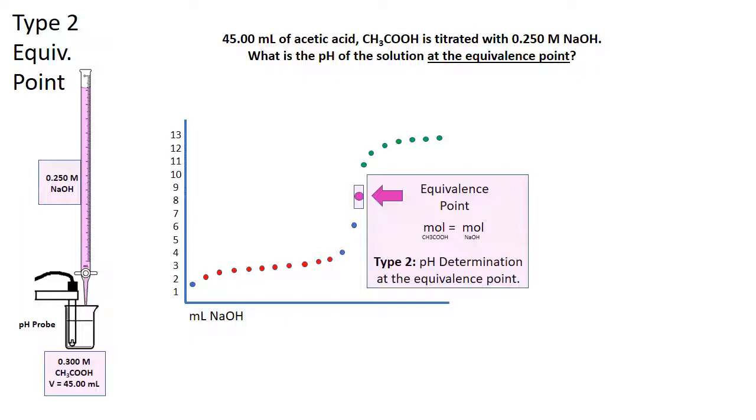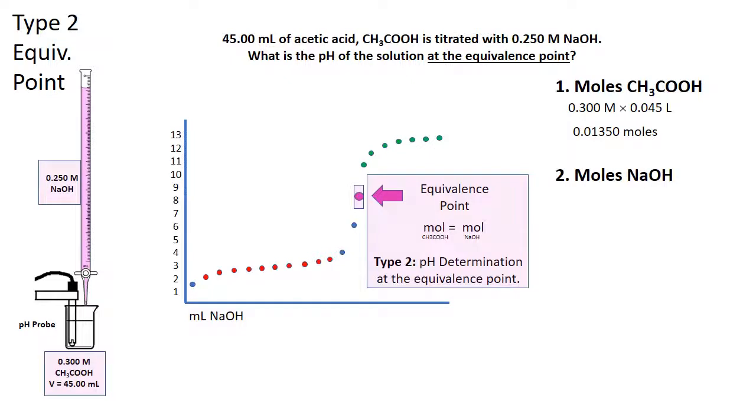The way to proceed is to look at the moles. Usually a very good idea in problems like this, and we certainly have enough information about the acetic acid to determine how many moles of acetic acid we have. Its concentration was 0.300 and the initial volume was 0.045 liters, giving us 0.0135 moles of the acetic acid present initially. Now recall that at the equivalence point, the number of moles of acetic acid must equal the number of moles of sodium hydroxide. And so recognizing that this is a one-to-one relationship tells me immediately that this must also be the moles of sodium hydroxide that have been added.